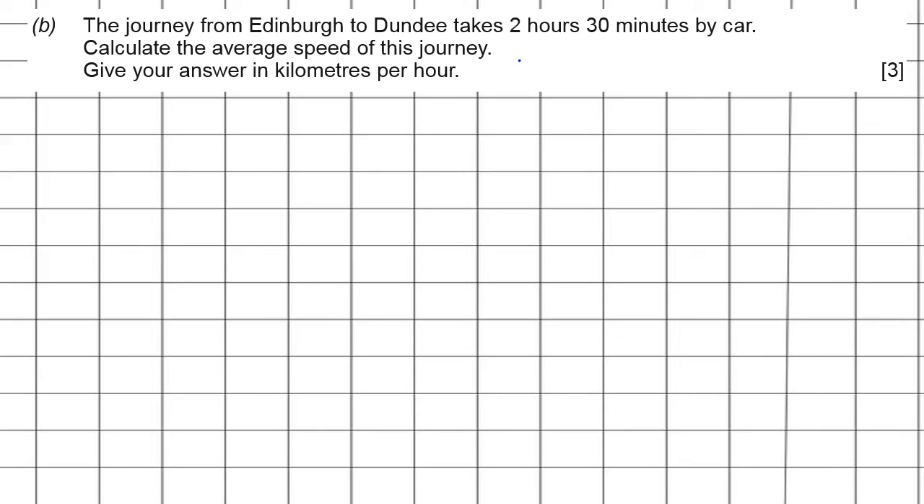The journey from Edinburgh to Dundee takes 2 hours and 30 minutes by car. Calculate the average speed. So the formula we need to know for this is speed equals distance over time. So the distance was 100 kilometers and it takes 2 hours 30 minutes, so we need to convert this. 100 divided by 2.5, because 30 minutes is half an hour. That's 40 kilometers per hour.